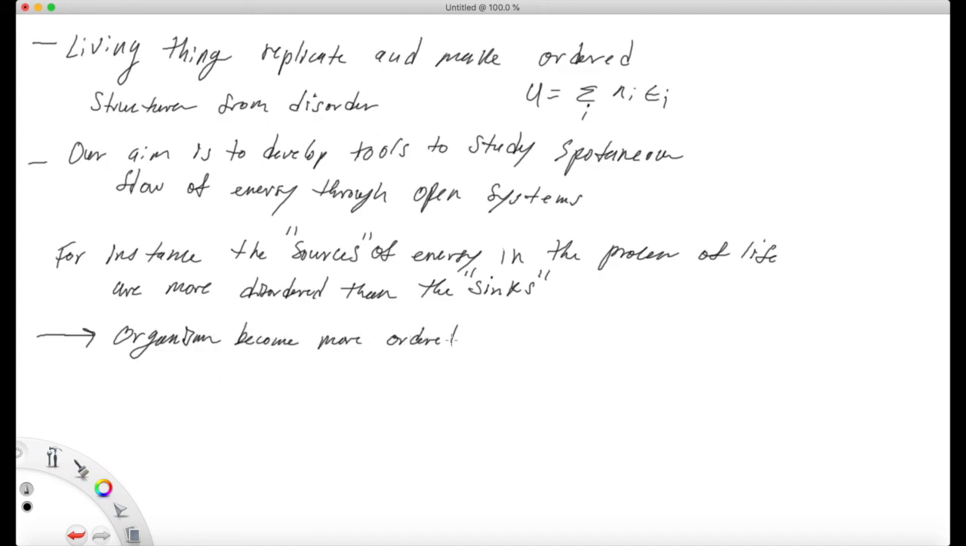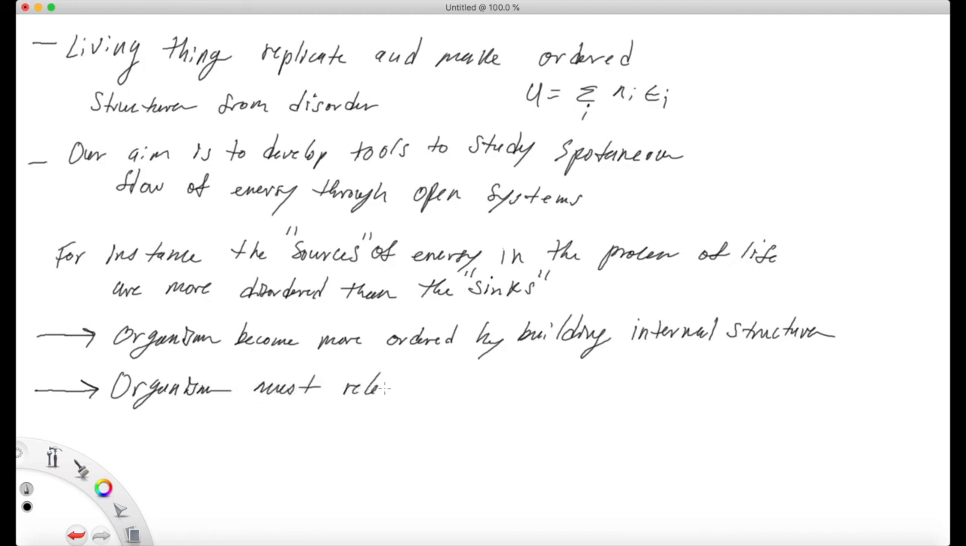So, in order to stay alive, in order to keep that homeostasis, organisms have to, by definition, build ordered internal structures. And we can additionally state that by definition, since organisms are replicating and building more internal structures in order to survive in relation to their environment, they must release heat into their environment.